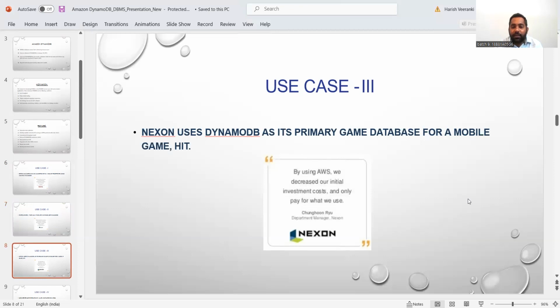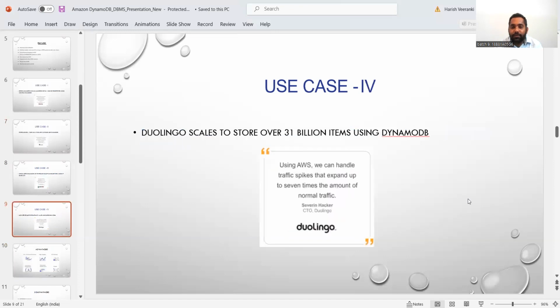Nexon uses DynamoDB as its primary game database for a mobile game hit. And these are the words spoken by the department manager. By using Amazon DynamoDB, we decrease our initial investment cost and only pay for what we use.